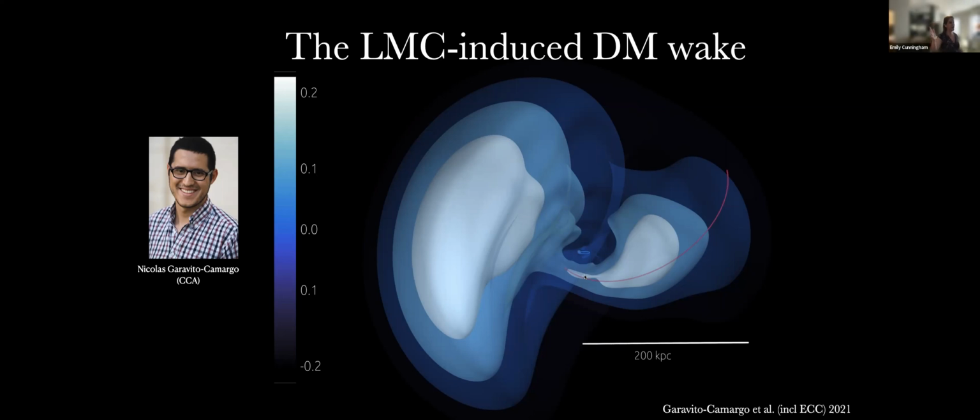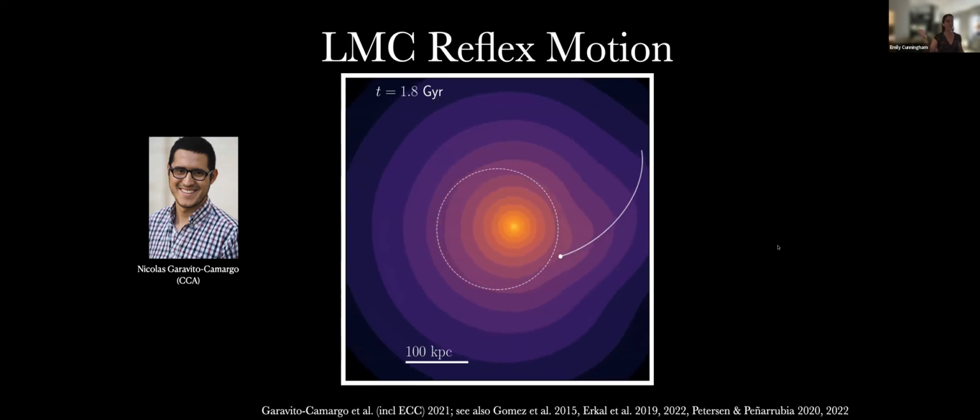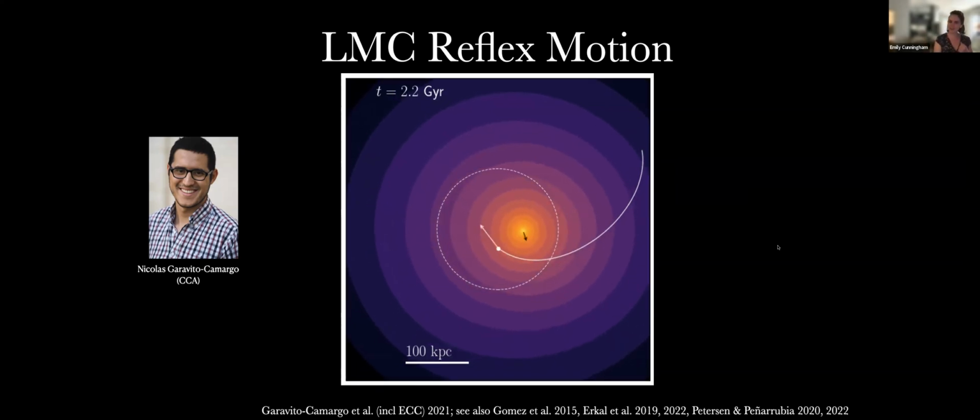We also see this overdensity opposite to the LMC, and this is a result of the modal response of the full dark matter halo. So even in this simulation where we just have two bodies, we get this very complex result. In addition to these over and under densities as a result of the wake, Nico also found that the LMC is inducing a reflex motion on the Milky Way. And so what this means is that as the LMC is falling in, and as it gets closer and closer to the disk, the LMC actually dislodges the disk and the inner halo from the center of its dark matter halo. So the center of the inner halo is no longer the same as the center of the outer halo.